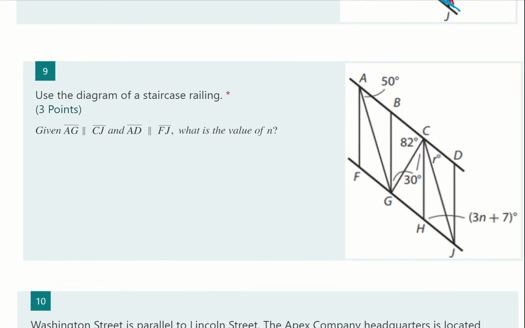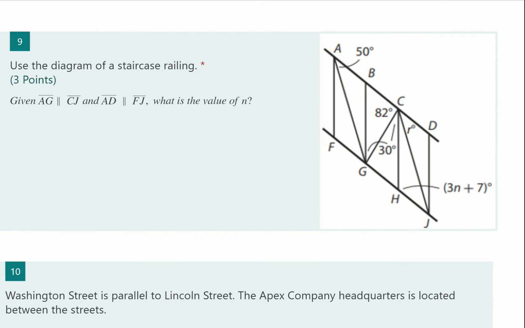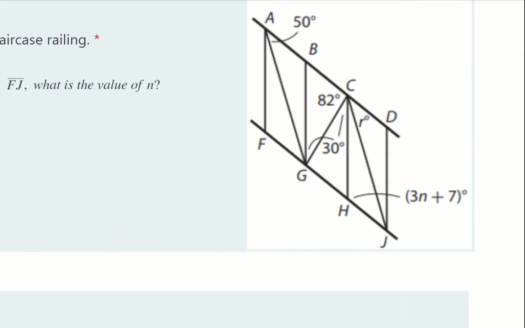So using the same diagram, what is the value of N? Okay, well, we know this is 50. And so due to alternate interior angles, we know that this is also 50, because they're on the inside. Okay, so we know those are 50. Now, we said that this was 50 earlier.